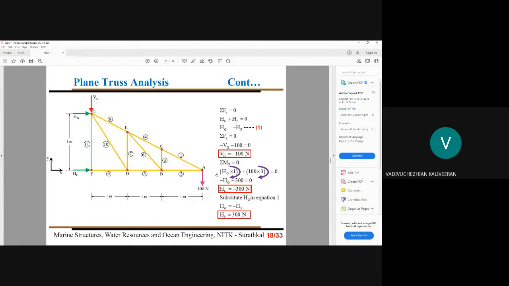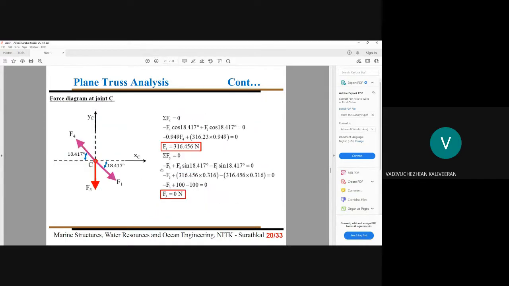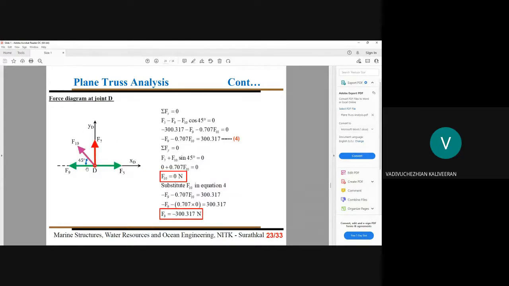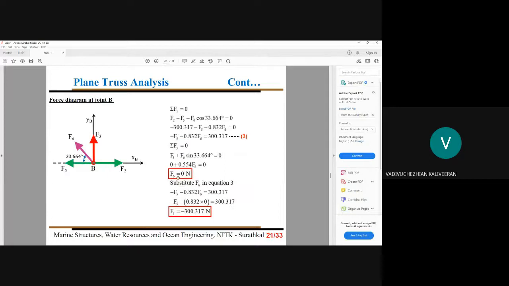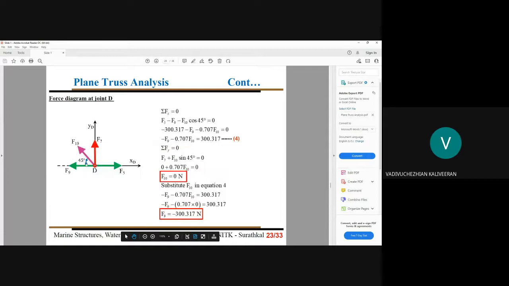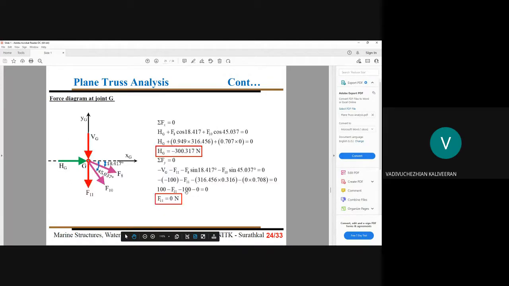So now we are trying to see our joint D. In that joint D, obviously it is very simple. We have 4 member forces. Like F5, we already noted. Now we have noted F7 also from our previous calculation. And F5 from the previous calculation, minus 300.317. After this, we can use our force equilibrium with respect to this point D, and we arrive at our F10 and F9. So you know those details. It is very simple and straightforward.